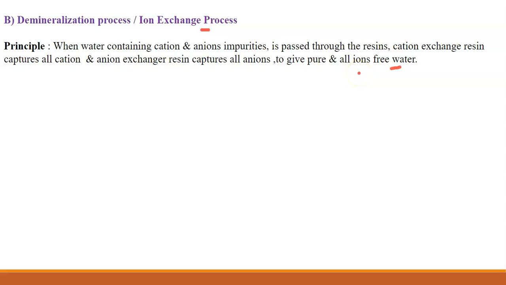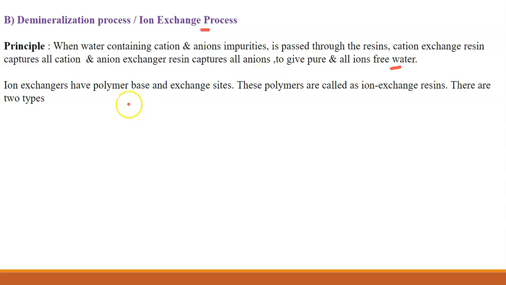In the zeolite process, we were using a zeolite bed, which is hydrated sodium aluminosilicate, as a softener. When water was passing through the zeolite bed, the ion exchange was taking place. In this method, we are using ion exchange resins. So what are ion exchange resins? Basically they are insoluble polymers. The base is made up of a polymer, and at the side chains they have exchange sites. These are called ion exchange resins.